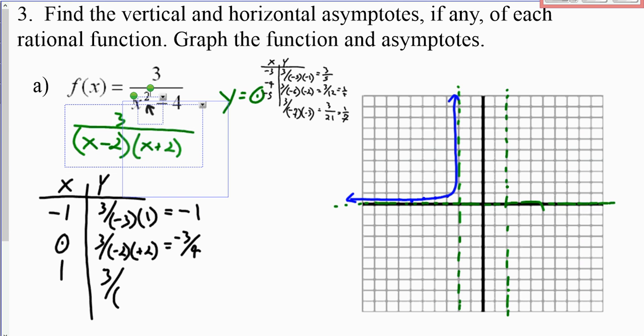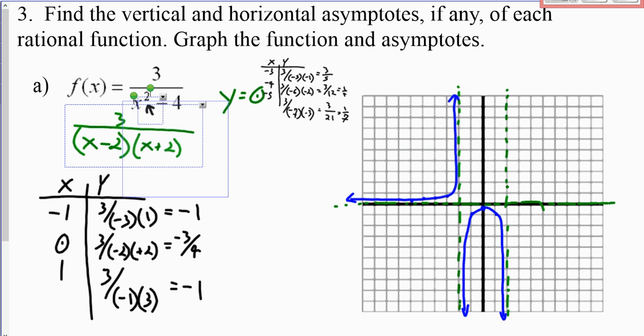When I plug in 1, I get 1 minus 2, which is -1, times 1 plus 2, which is 3, and I get -1 again. So at these values, I'm at -1, -3/4, -1, so I'm going to have this U-shaped graph. It gets very close to my asymptotes and goes on forever like that.